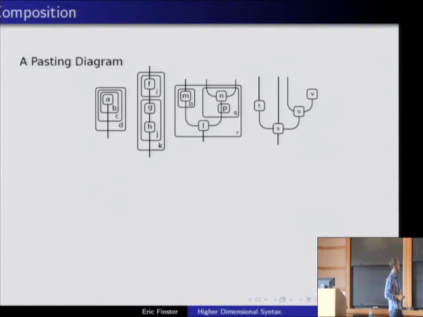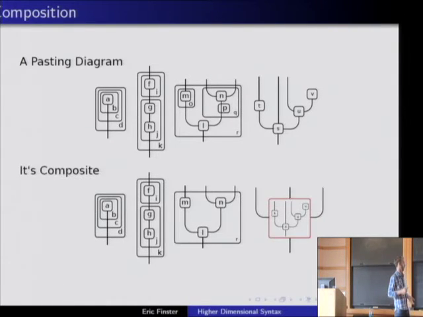Okay, and so composition works like this: if you've constructed a pasting diagram, you get a composite of that pasting diagram. And here's how it works: I will just color the cell differently. Composite cells will be colored red. This is my analog of having a lambda in my expression, right? Of having something denote a cell that has a different syntactic or semantic function.